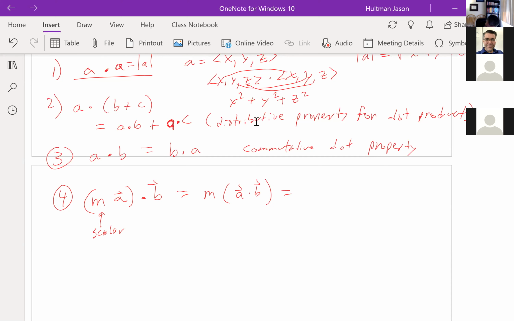Which is the same as A dotted with MB. It just says, look, I can put the scalar anywhere, and it's the same thing. Does that make sense? It's kind of like some sort of associative property for the dot product.